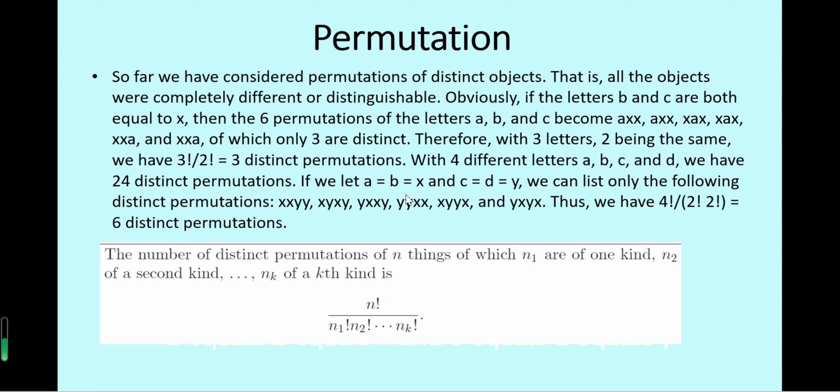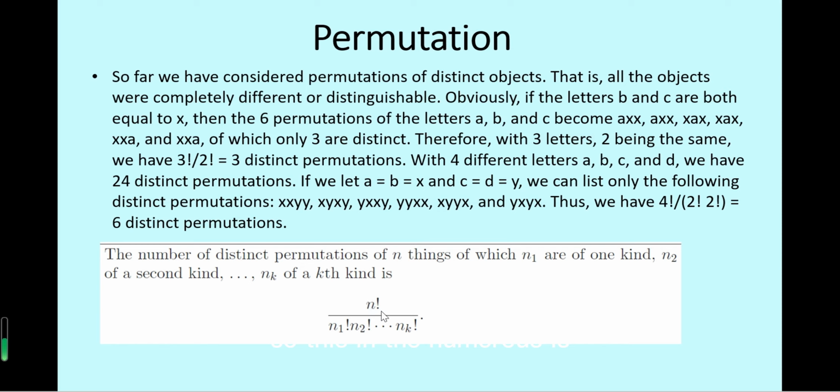But if we let A equals B equals X and C equals D equals Y, we can list only the following different permutations: X, X, Y, Y, X, Y, X, Y, and so on. So there are only 6 distinct permutations now. The number of distinct permutations of n things, of which n1 are of one kind, n2 of a second kind, and so on, nk of a kth kind, can be calculated as n factorial divided by n1 factorial times n2 factorial until nk factorial.